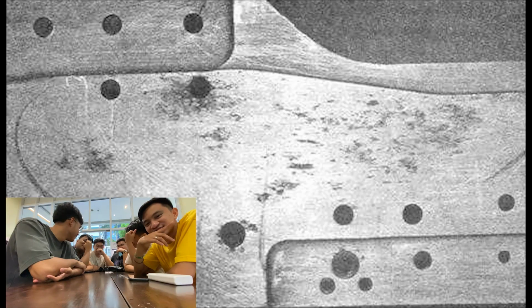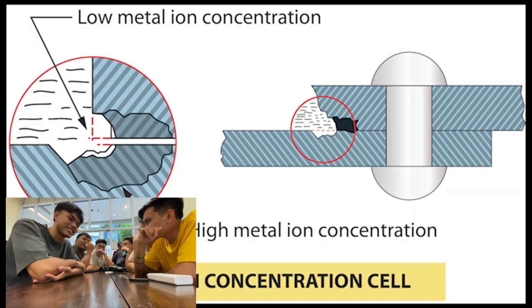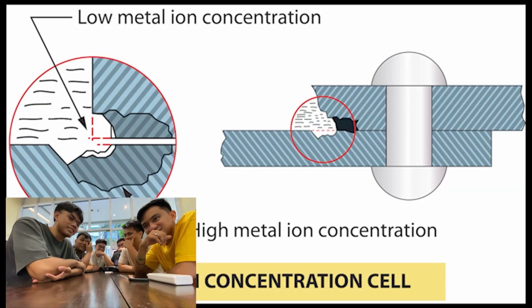10th, concentration cell corrosion, a common form of localized corrosion that occurs when there are differences in the concentration of corrosive agents, such as oxygen, along the surface of a metal. Cause: concentration cell corrosion occurs when two or more areas of a metal surface are in contact with different concentrations of the same solution.